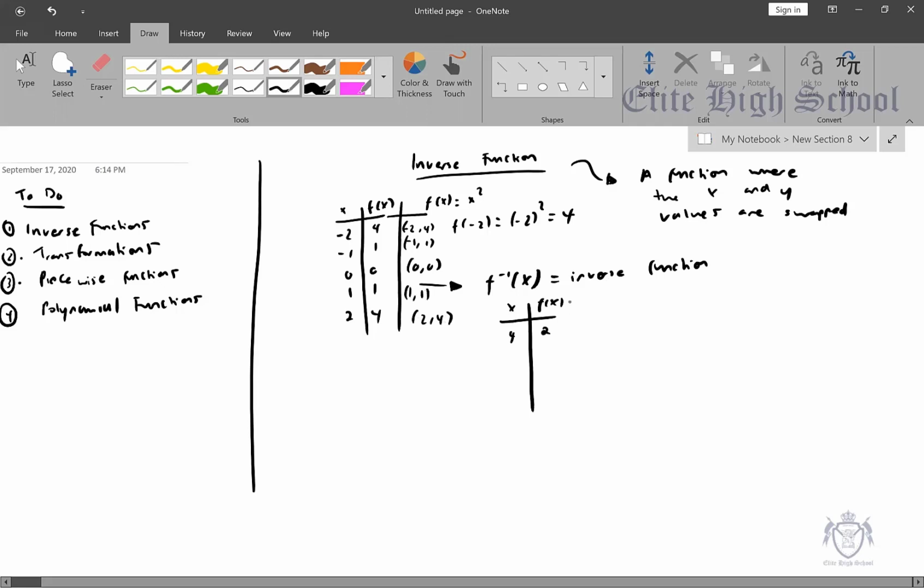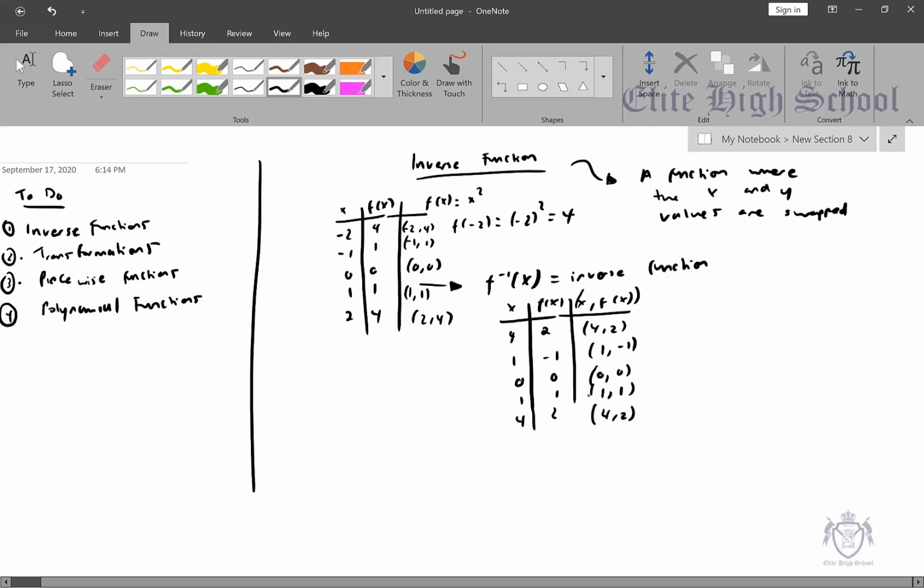In the inverse function, those points would just be swapped. So now you're going to have 4 and 2 instead, right? You're going to have 1 and -1. You're still going to have 0 and 0, 1 and 1, and 4 and 2. So you can notice how this works out, and this basically will change the shape of the graph.